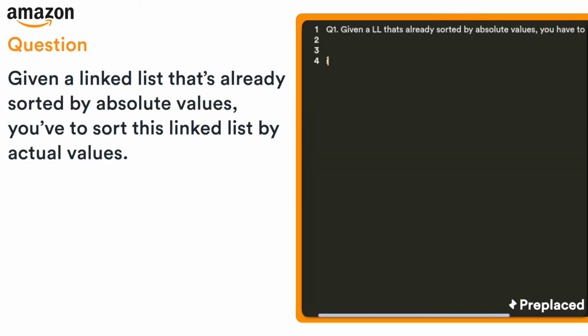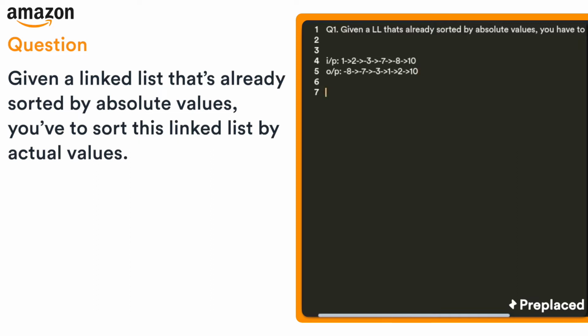Let's say the input would be something like 1, pointing to 2, pointing to -3, pointing to -7, pointing to -8, pointing to 10. The output should be in actual values. So if we sort in actual values, -8 should come first, then it should point to -7, then -3, then 1, then 2, then 10. So there's something like that. Go ahead.